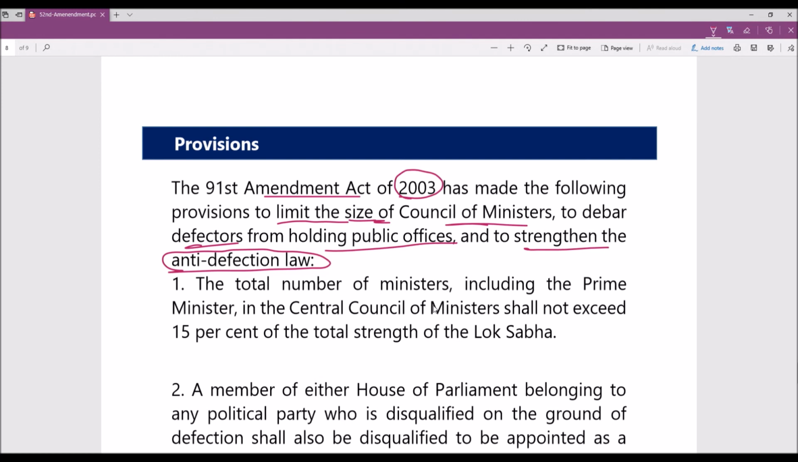The total number of ministers, including the prime minister, in the central government should not exceed 15% of the total strength of the Lok Sabha. So how many members are there in the Lok Sabha? You know this, it is 545. So only 15% can become ministers, which comes to approximately 82. So you cannot have more than 15% of the total strength of the Lok Sabha as central ministers.